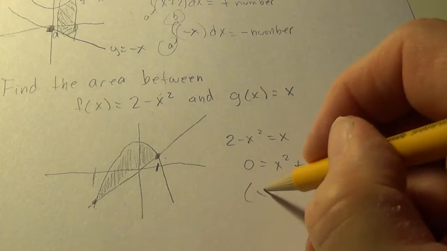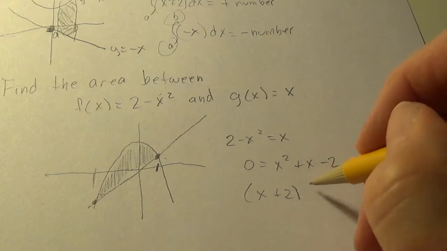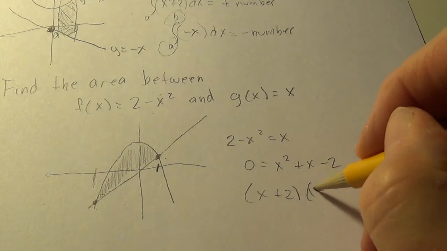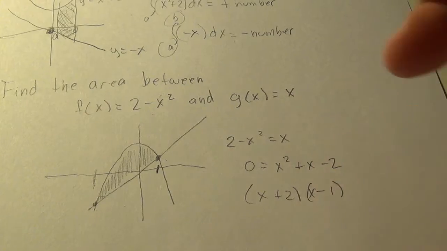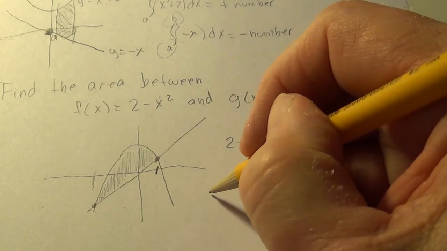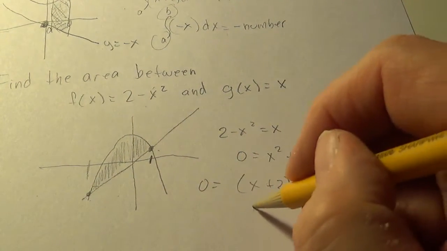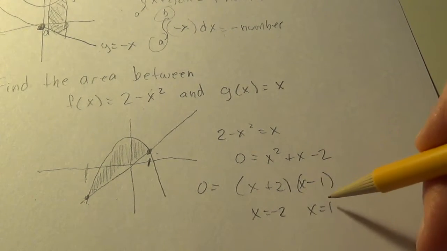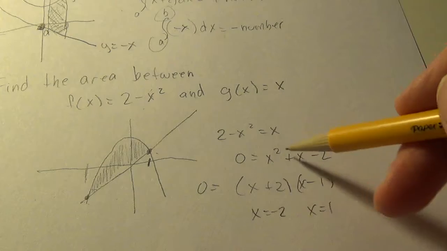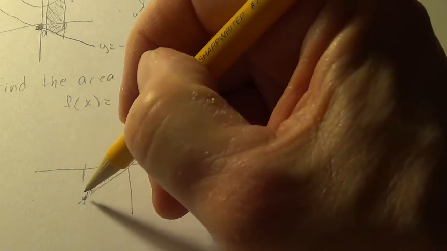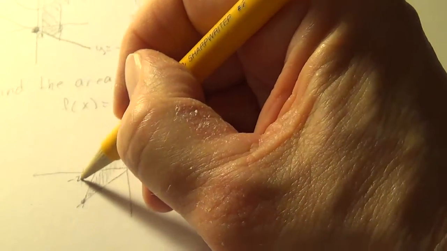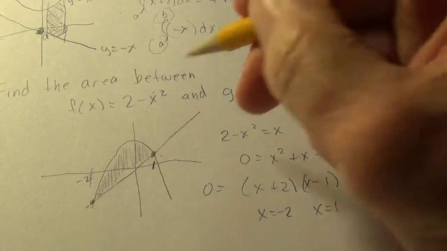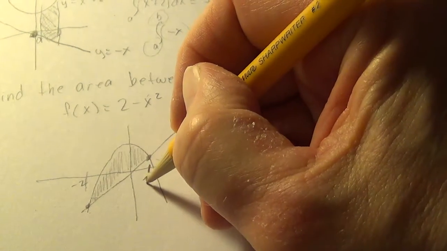It is (x + 2)(x - 1), so that equals 0. So that means x equals minus 2 and x equals 1. There's two x values where these two functions are equal. So this must be the x equals minus 2, 1, and this one must be the 1, 1.